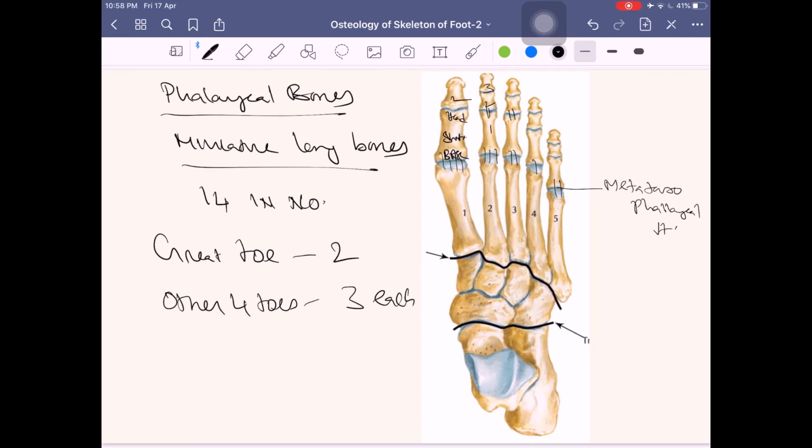Apart from that, they also form a joint between themselves. These are called interphalangeal joints. In all these cases, you have the distal IP joint, IP standing for interphalangeal, and the proximal IP joint. This is true for all the 4 lateral toes. But in the case of your great toe, you have only one IP joint, so you simply call that the IP joint of grade 2. No proximal, no distal. So this is all about your phalanges, and they are also equally prone to fracture.